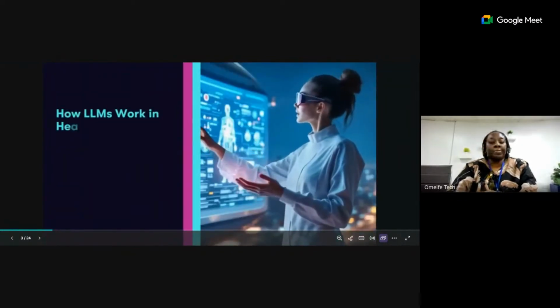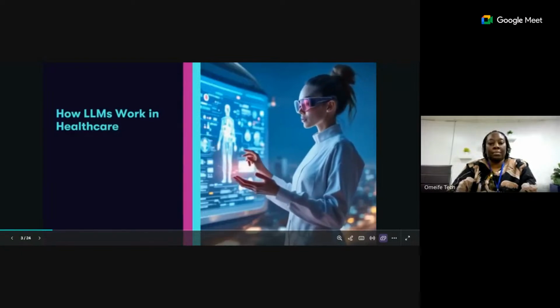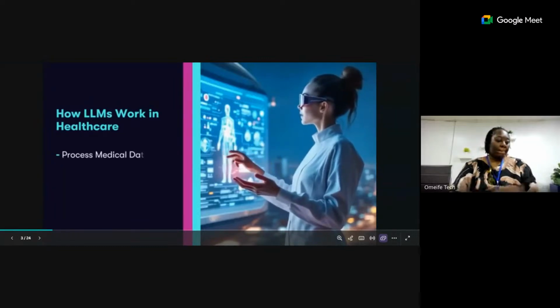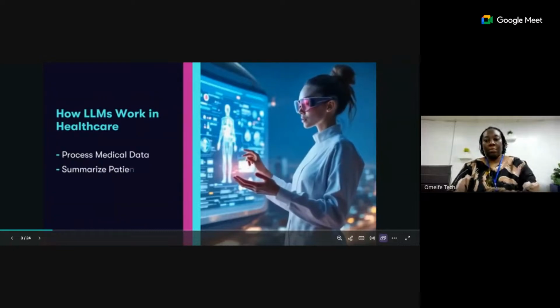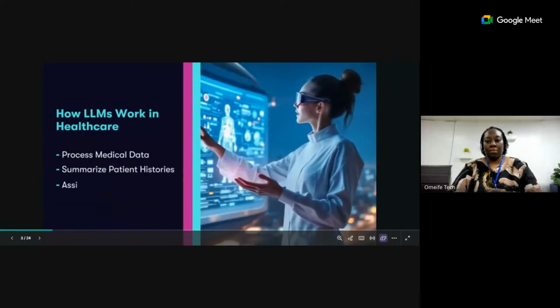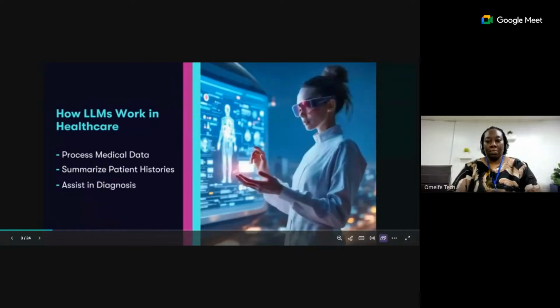So how do these powerful AI models work in healthcare? Large language models, or LLMs, process vast amounts of medical data, helping doctors streamline documentation, summarize patient histories, and even assist in diagnosis by identifying key health indicators.